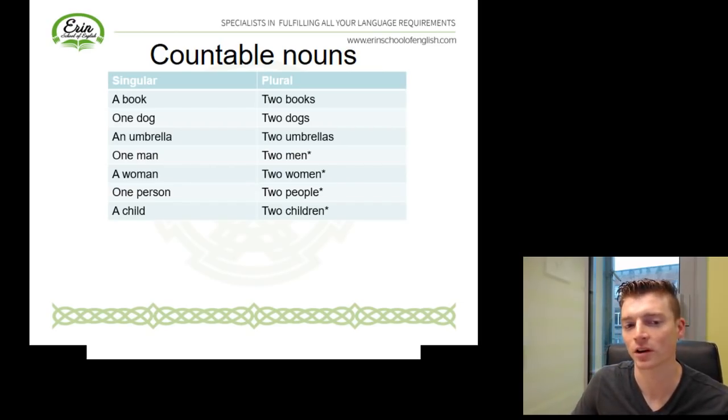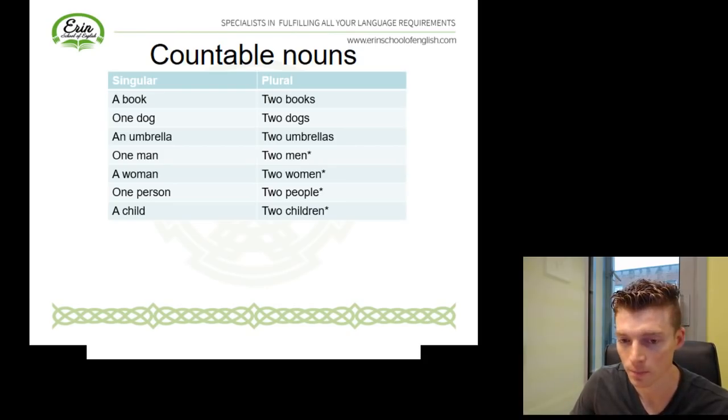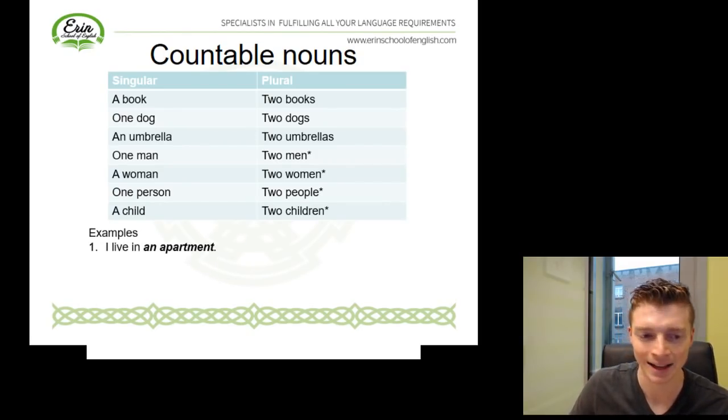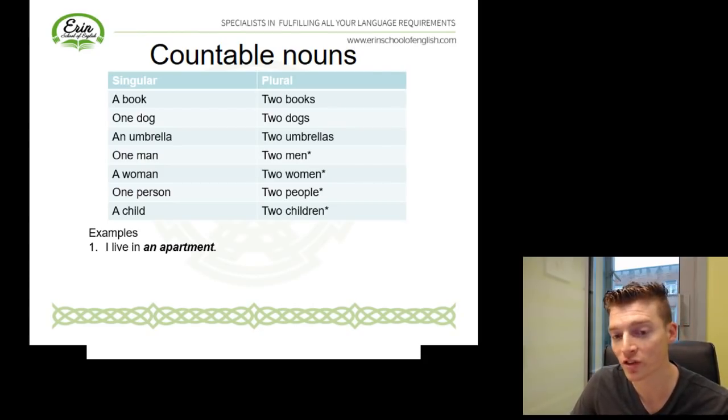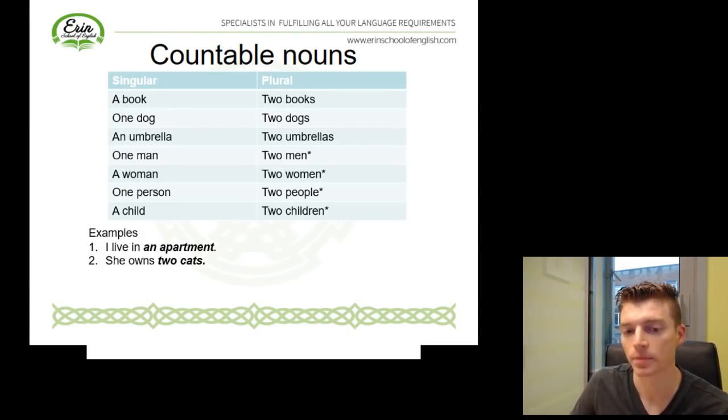So we need to be very careful here. We don't make the mistake a lot of non-native speakers make here and say 2 men's or 3 children's. A child, singular form, 2 children, 3 children, plural form. No s here with these irregular countable nouns. Some more examples. I live in an apartment. Now of course we use an instead of a when the first sound of the noun is a vowel sound. Apartment, an apartment. She owns 2 cats. Regular countable noun, we just add an s for the plural form.